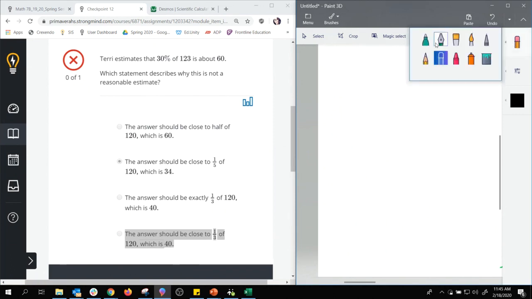I know this one was a lot of back and forth. I think it's easier to just figure out what the actual number would be instead of trying to figure out all these things.